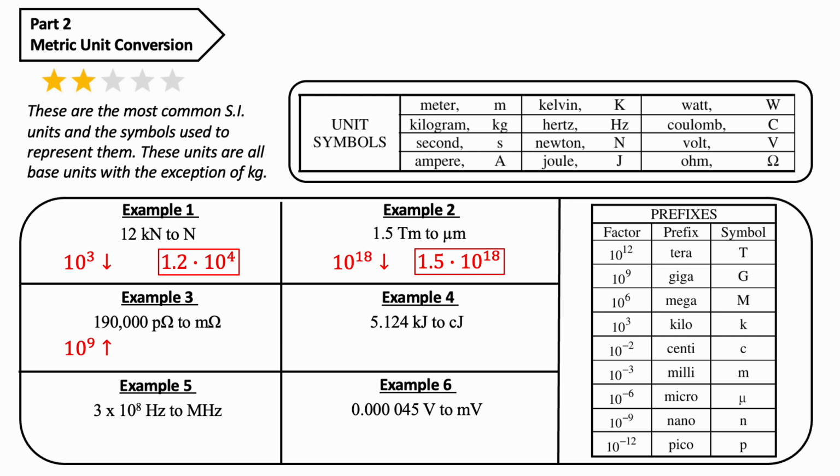In example 3, we have 190,000 pico-ohms to milliohms. Check out, pico is 10 to the negative 12. We see that milli is 10 to the negative 3. So the difference between those two is a factor of 9 difference. And so now this is our first example of we have something measured in an extremely small unit, and now we're going to measure it in something larger. So now when we're measuring with bigger things, we expect the number to go down, and it's going to go by that factor difference that we already identified.